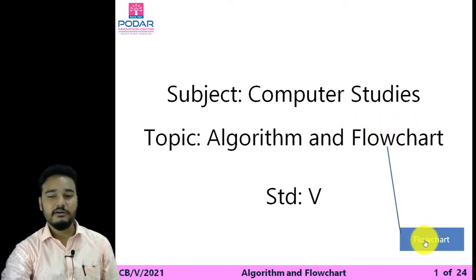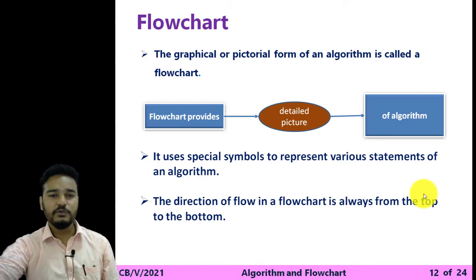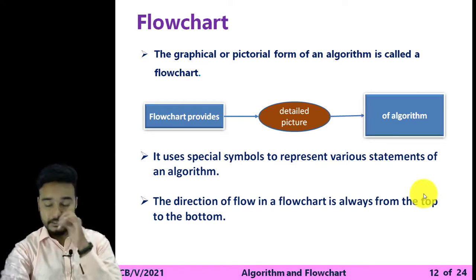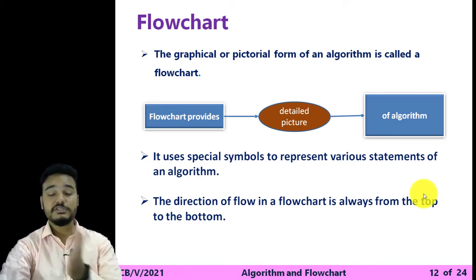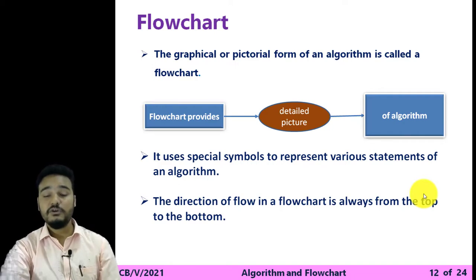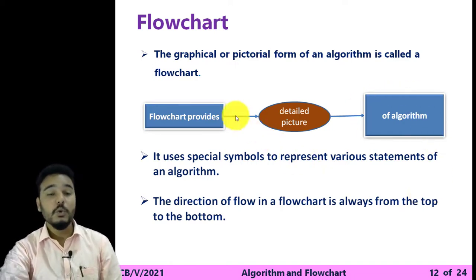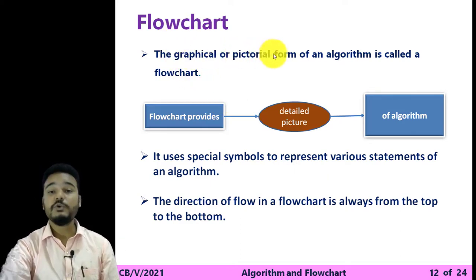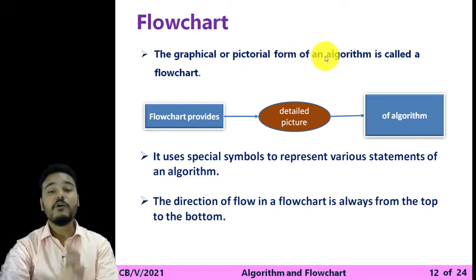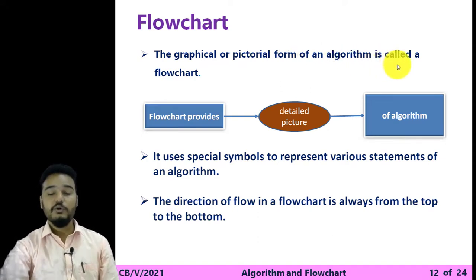So let's get started. So what is flowchart? That is the main thing. We have learned that an algorithm is a step-by-step execution or instructions given to computer to solve a particular problem. But what is this flowchart? So this flowchart is a pictorial or a graphical form of an algorithm, that is called flowchart.